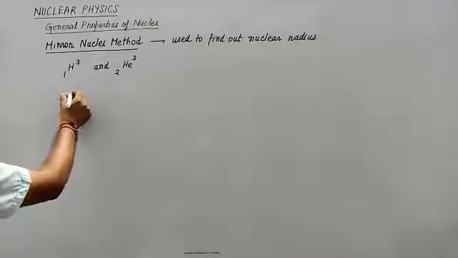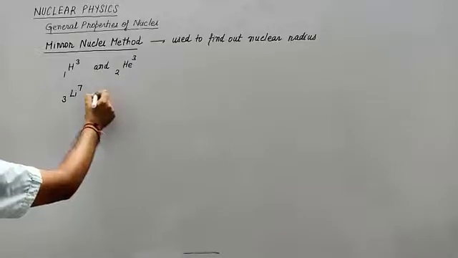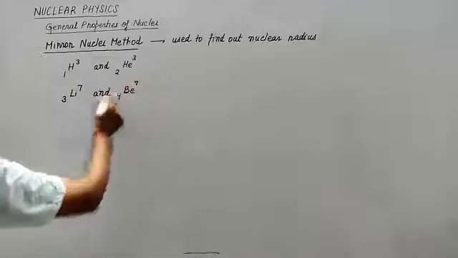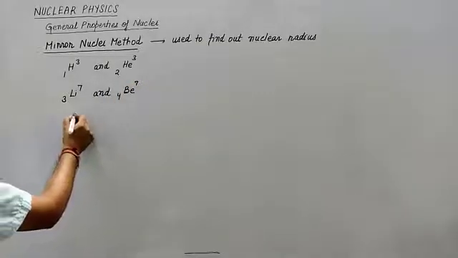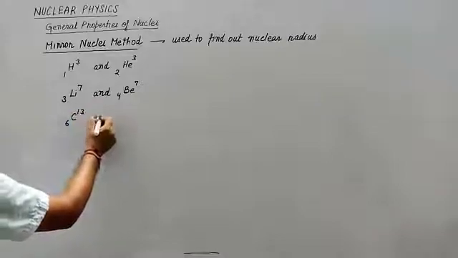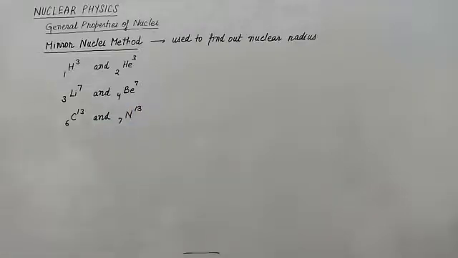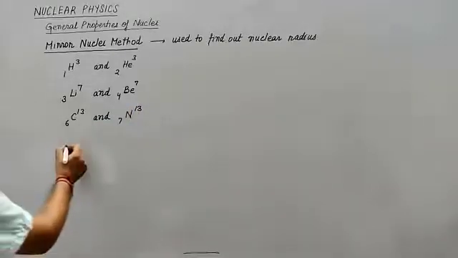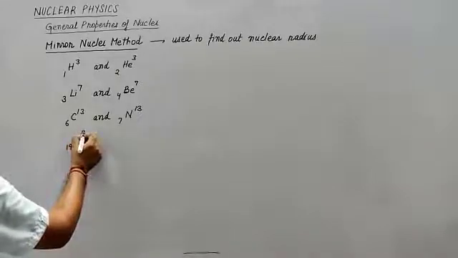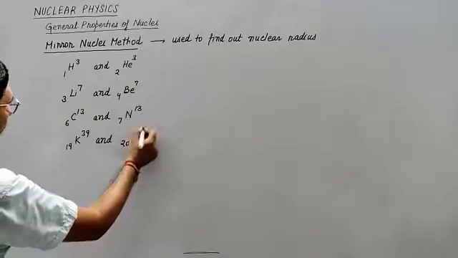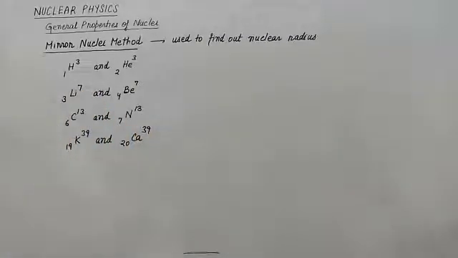Another is 3Li7 and 4Be7. This is another example of mirror nuclei, like 6C13 and 7N13. And another example is 19K39 and 20Ca39. These are the four examples of sets of mirror nuclei.